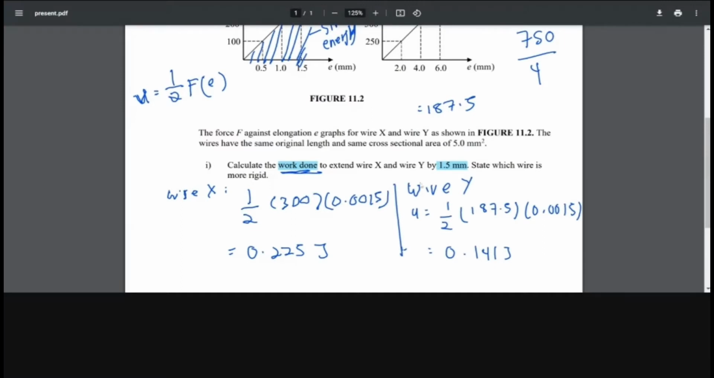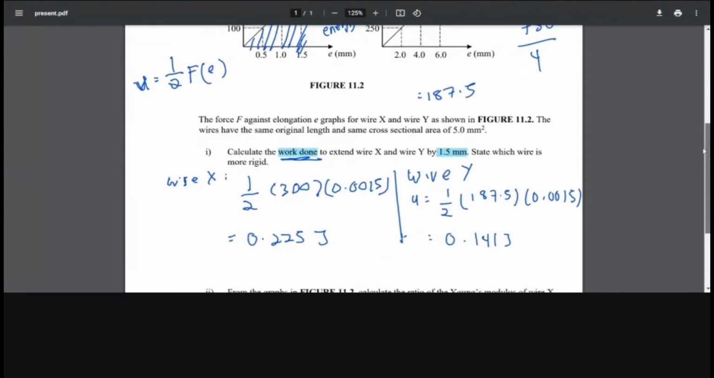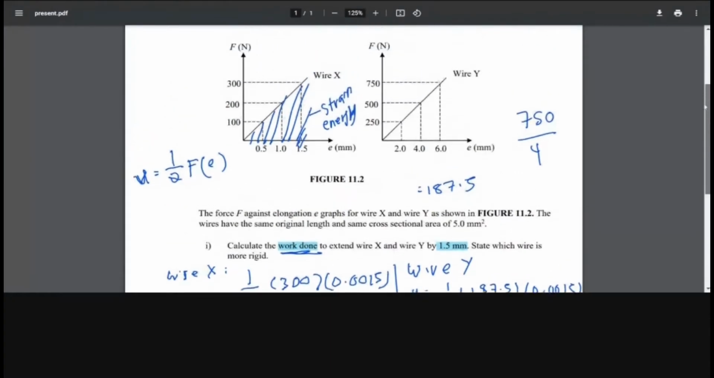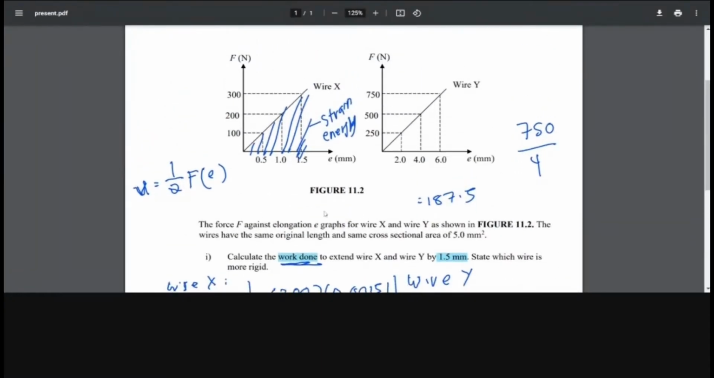So for this question, dia nak just limit dia just 1.5 millimeter. Lepas tu dia state which wire is more rigid. Okay, lepas tu untuk cara kira dia pula, kita kena kira work done ni sama dengan strain energy. Strain energy. So cara kira strain energy, dia luas di bawah graf ni lah. Lepas tu pun formula dia U equals 1/2 Fe.